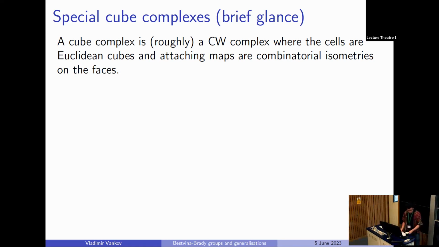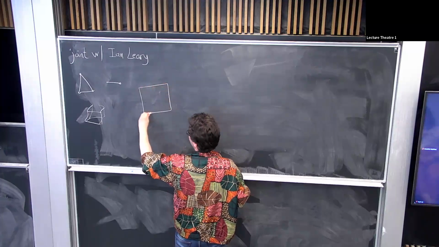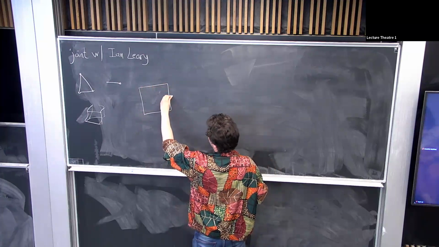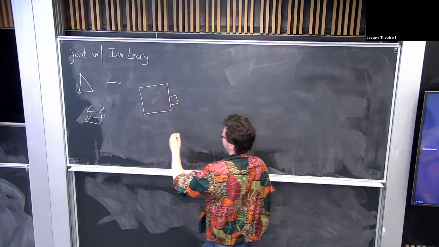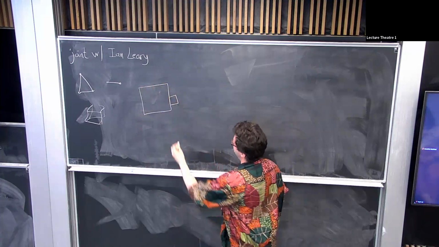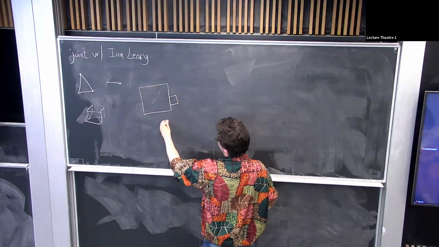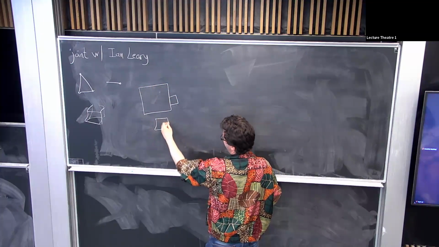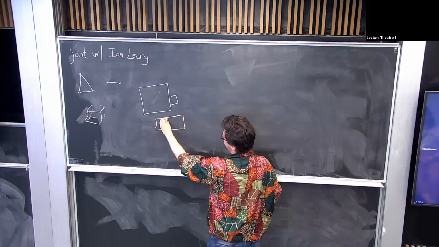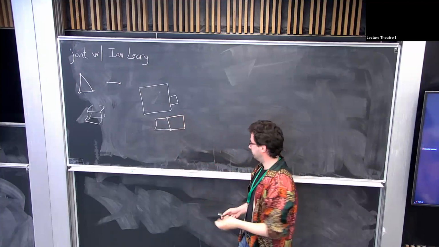To give a non-example, something like a square is fine, this is a Euclidean cube. But if we try to attach another cube like this, it wouldn't be a cube complex, because this isn't a combinatorial isometry on the faces. We really want two squares that are glued along an edge to have the endpoints of the edges match up as well.